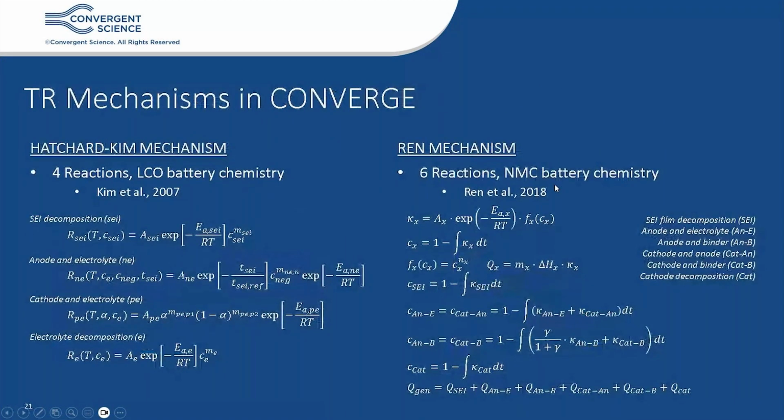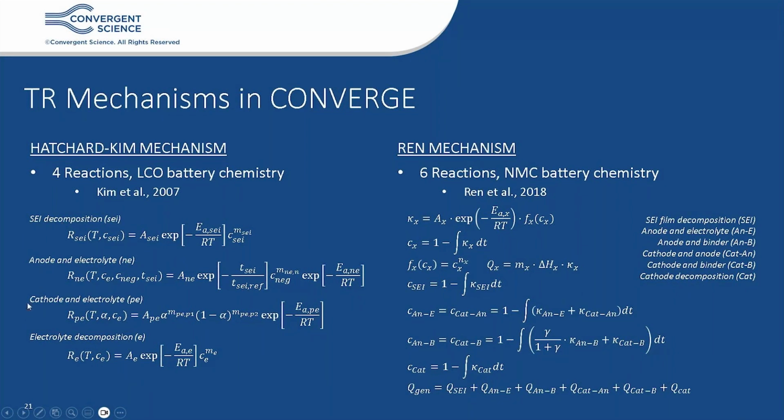Looking further at these thermal runaway reaction mechanisms available in CONVERGE, currently we have two established thermal runaway mechanisms users can directly select from. We have the Hatchard-Kim thermal runaway mechanism, which was established for a lithium cobalt oxide battery chemistry and consists of 4 reactions. We also have the Ren mechanism, which was created for an NMC or a nickel manganese cobalt battery chemistry and consists of 6 reactions. If you look at these reactions, they are as follows. We have a reaction rate that models SEI decomposition. We have one that models reaction between the anode and the electrolyte.